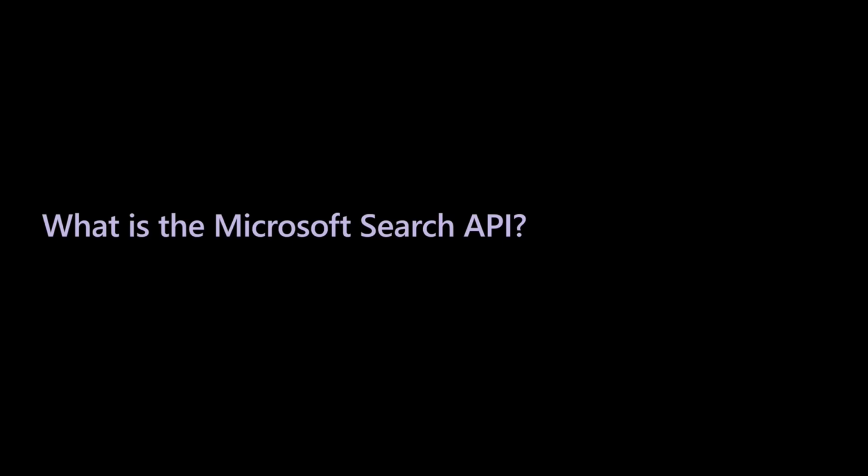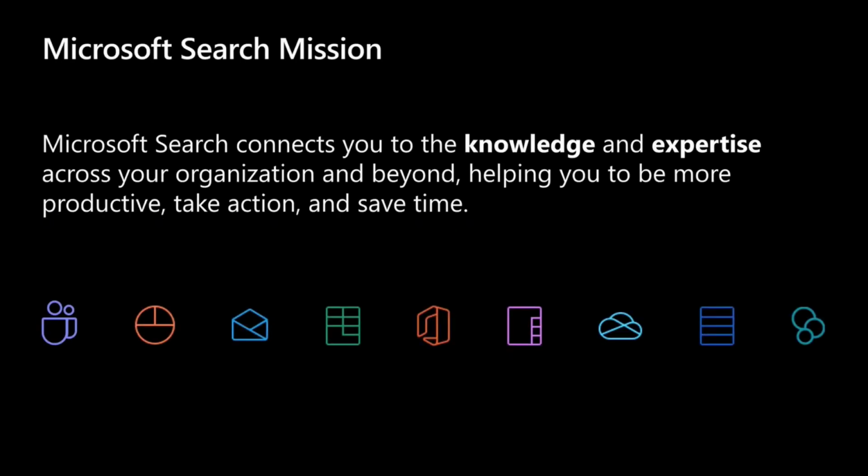So the big question, what is the Microsoft Search API? Before we dive into the Search API itself, I think it's helpful to anchor ourselves on the search mission. Microsoft Search connects you to the knowledge and expertise across your organization and beyond to help you be more productive, take action, and save time. We know this is important because we spend so much of our working days searching for important information. There are many different options you have today at Microsoft to leverage search for your scenarios, particularly if you want to leverage search APIs for building custom use cases.